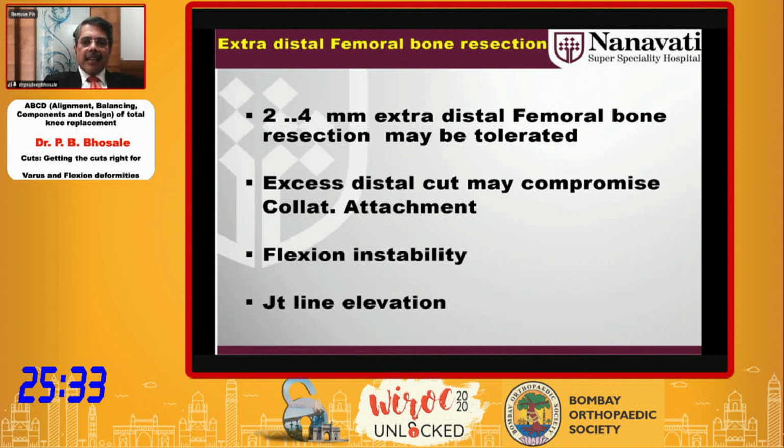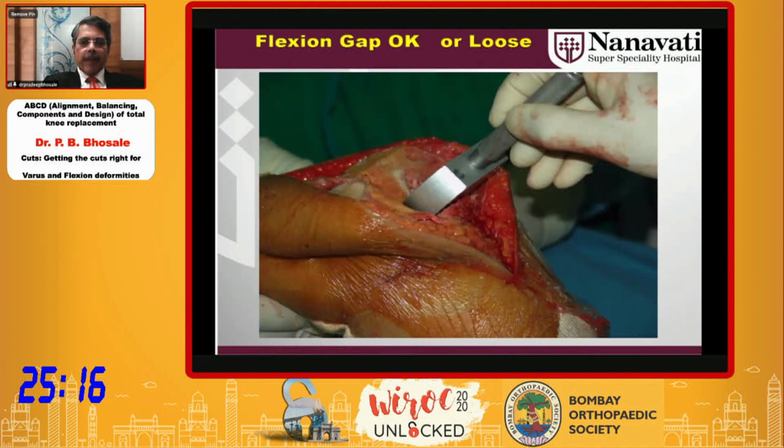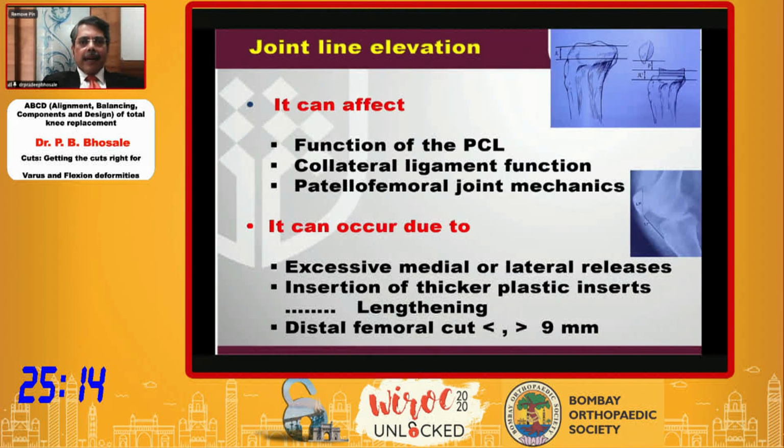Excess distal cut may compromise collateral attachment. You have to be careful and avoid flexion instability, but it causes joint line elevation. So the first step is to achieve the extension gap. Flexion gap is very easy, loose. You have to be very careful. So joint line elevation can occur if you change the joint line, if you proximalize the femoral distal cut.